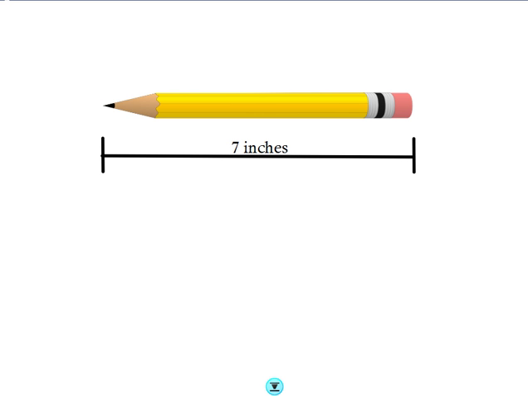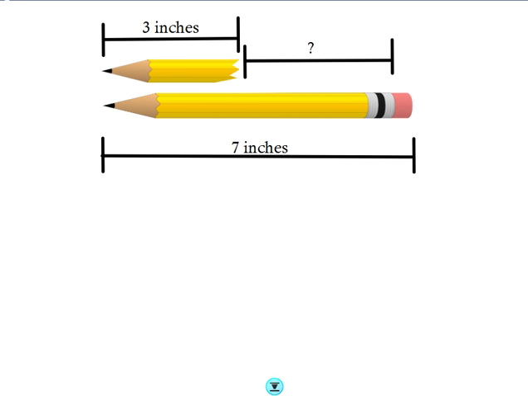Before we get started with our notes, though, I'd like you to imagine a scenario. Let's say you are sitting in class and you have your pencil, and the pencil is 7 inches long. Your neighbor says, I don't have my pencil today, can I borrow yours? You say, all right, here, let me give you a piece of my pencil because you don't have an extra pencil. So you break off a piece of your pencil, and let's say that piece is 3 inches long. Now the question at hand is, how much pencil do you have left?